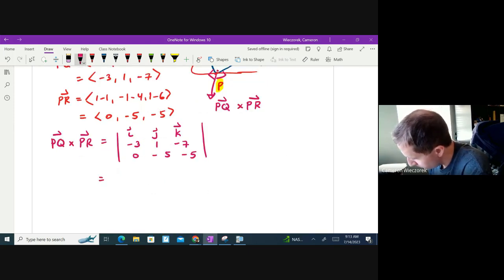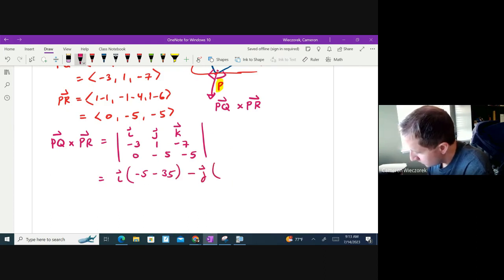So we're going to end up with i times, crossing off first row, first column, I'm going to end up with 1, -7, -5, -5 as my leftover matrix. So we're going to get 1 times -5 would be -5, minus -5 times -7 would be 35. Make sure you flip the sign, minus j. Cross off first row, second column, I'm left with -3, -7, 0, -5. So I'm going to get -3 times -5 would be 15, minus 0 times -7 would be 0, plus k.